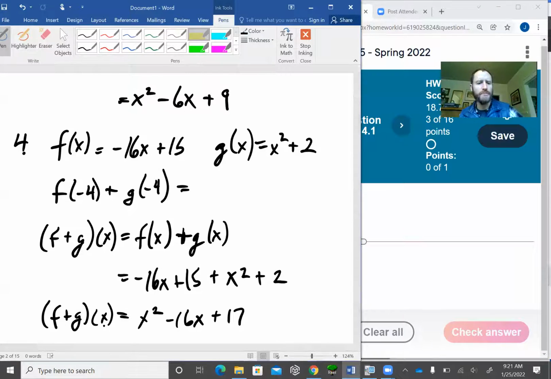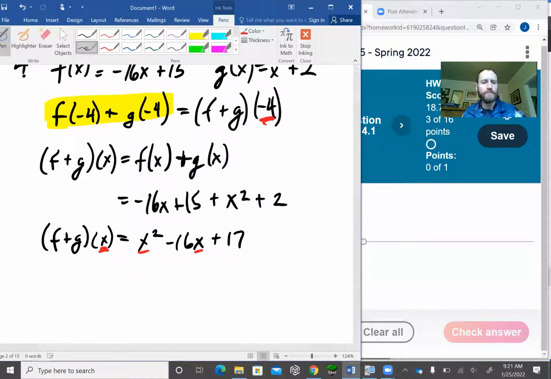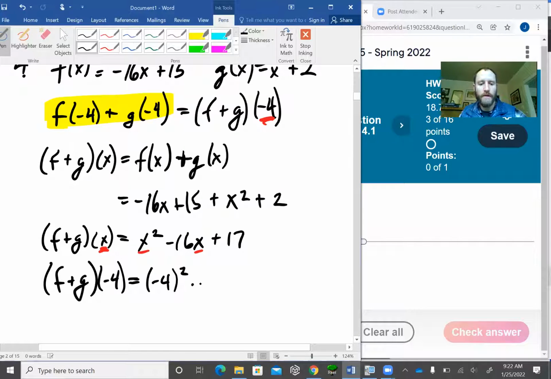And then, excuse me, I can look up here, right? That would be basically plugging -4, right? If I plug -4 into this formula here, so there and there, that's one way to find it. So let's go ahead and do that. Okay, so f plus g of -4. I plug in my -4 everywhere I see the x. So -4 squared minus 16 times -4 plus 17.